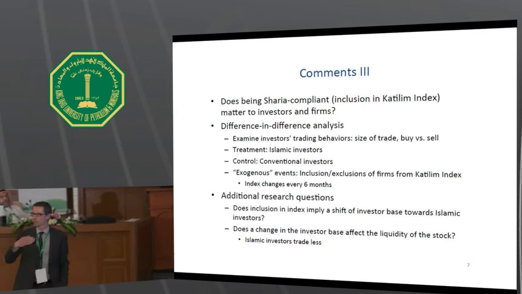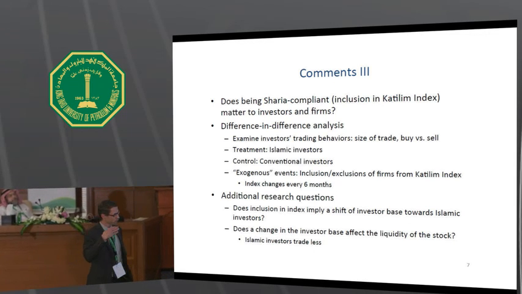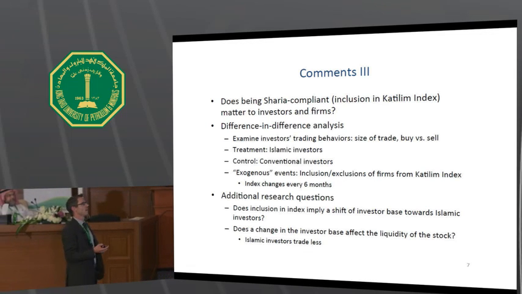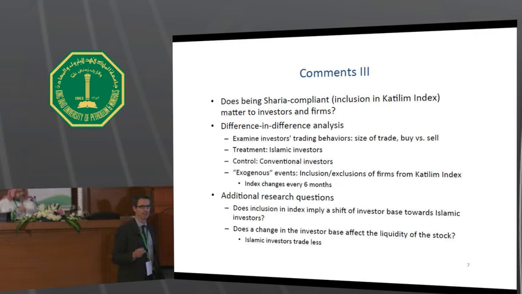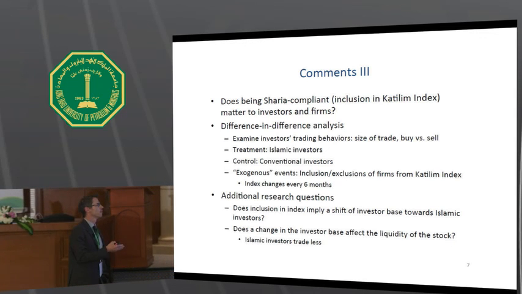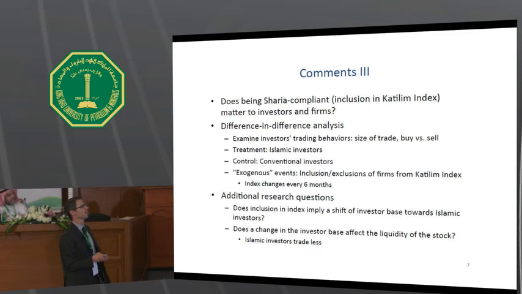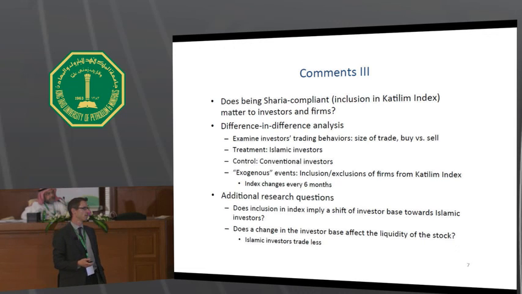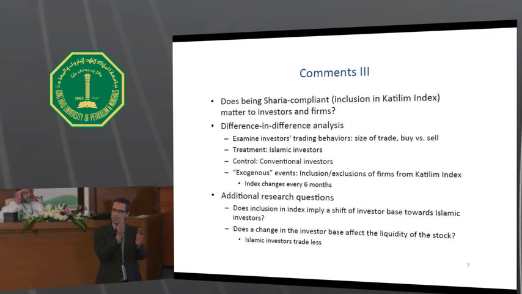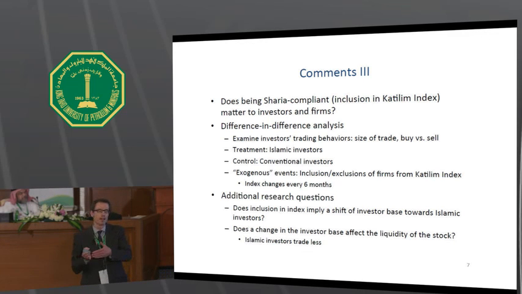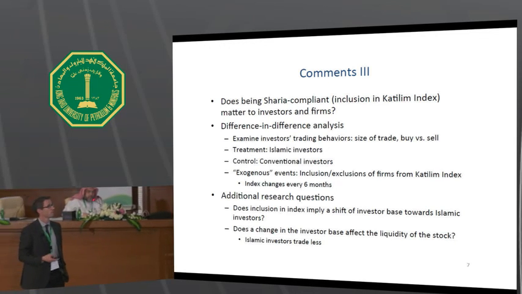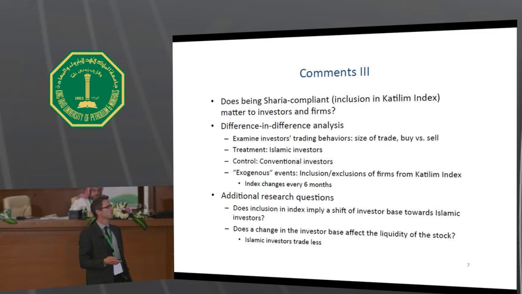You show that the membership of this index changes frequently. So you could look at inclusions and exclusions of this index as, quote, exogenous events, at least exogenous with respect to investor behavior. And then take as your treatment the Islamic investors and as a control the conventional investors, and see how Islamic and conventional investors react to this inclusion and exclusion of this company from this particular index. And that would tell you whether being Sharia compliant would actually be important.